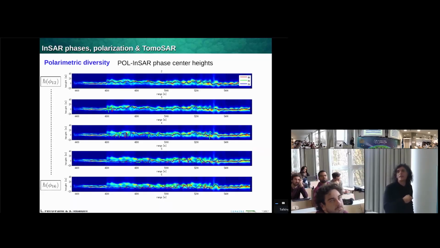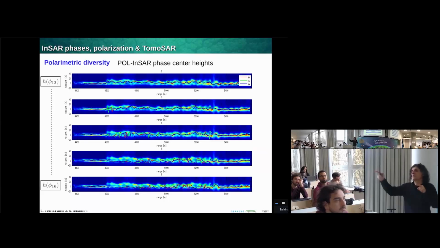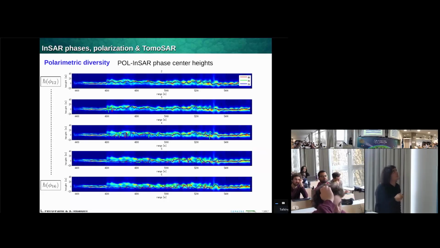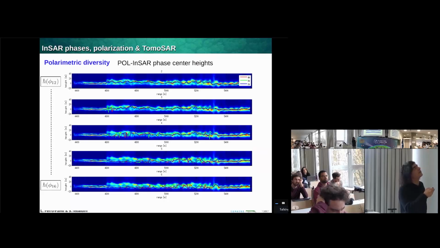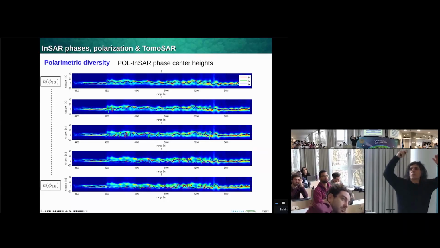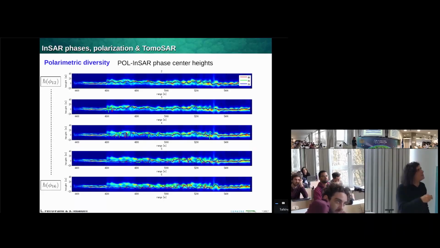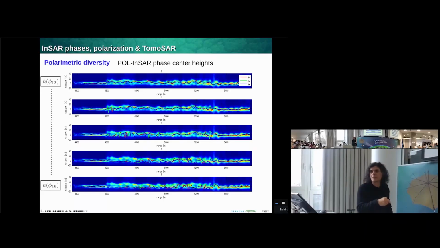And these images have been sorted so that they have an increasing baseline. So it means that here the baseline is small, it becomes bigger, bigger, bigger, and huge at the end. And what do we see on this picture without getting too much into the details? I can see that here I have a phase center which is close to the top of my forest, at least to the top of the tomogram.